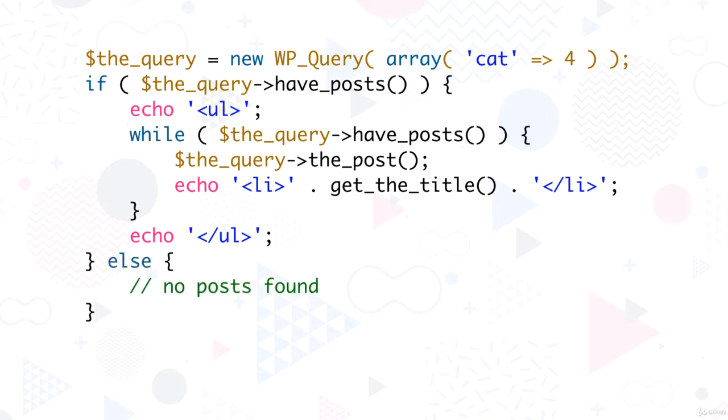And that's actually not everything. We are writing a custom loop here, which is different from the main loop. So in this case we must call a function called WP reset post data. So notice that I said a custom loop and the main loop. So what's the main loop, and why did we write have posts and the post as functions and not as methods when we were writing the loop in the index.php file? And what is WP reset post data?